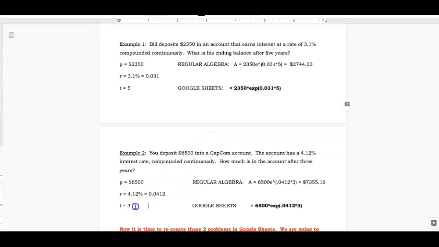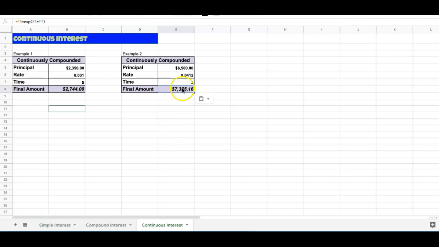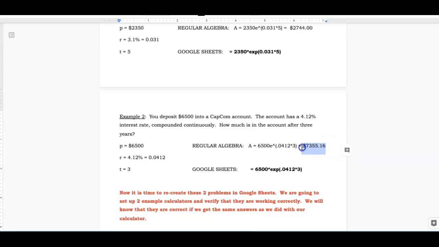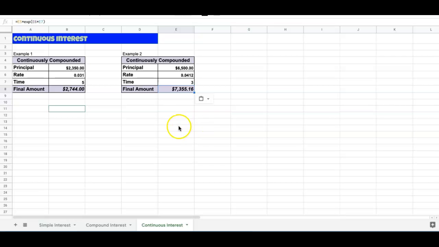Let's just double check with this one. Capcom, $6,500 at 0.0412 for 3. And after you type in that information, you get 7355.16, which is what we had on the regular calculator. So we know they're working. So it's always good to check your calculators.